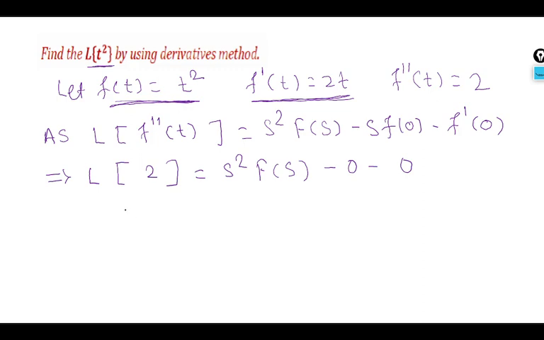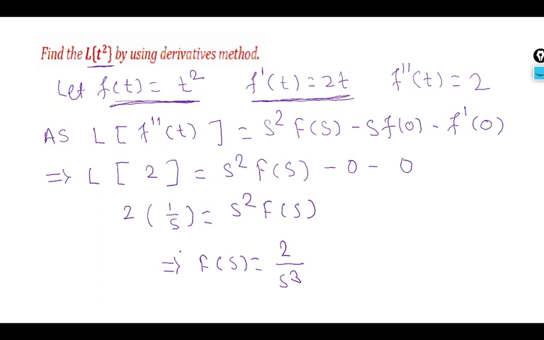What is Laplace of 2? Laplace of constant: the 2 is constant as it is, and we are left with Laplace of 1, which is 1 by s. So 2 into 1 by s. So that is the LHS, and on the RHS we have s squared Fs only. So we got the required answer, which is capital Fs is 2 upon s cubed, and that is the required answer. You can easily cross check by a standard result property.